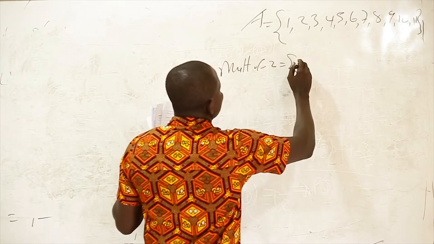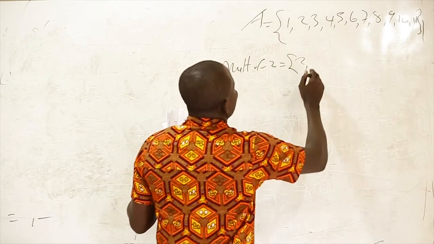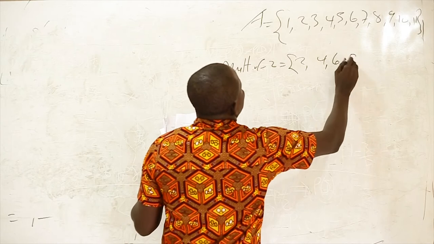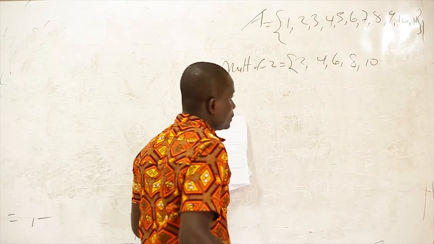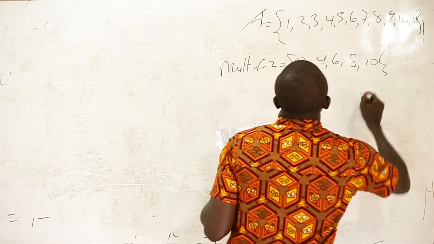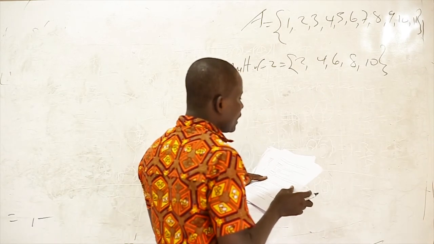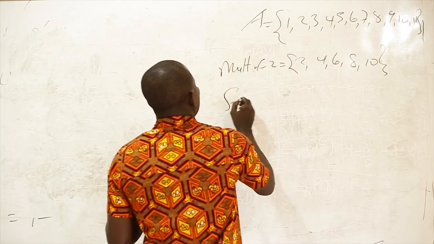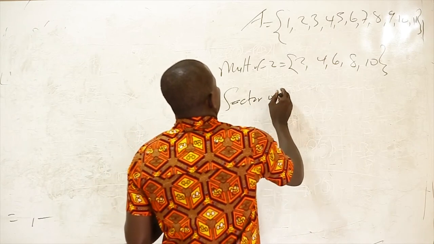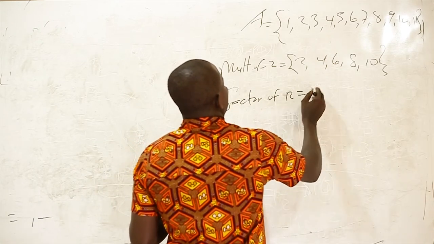Within this set is what? It's 2, 4, 6, 8, 10, and 10. Good. He says, or factor of what? Or factor of 12. So let's look at factors of 12.